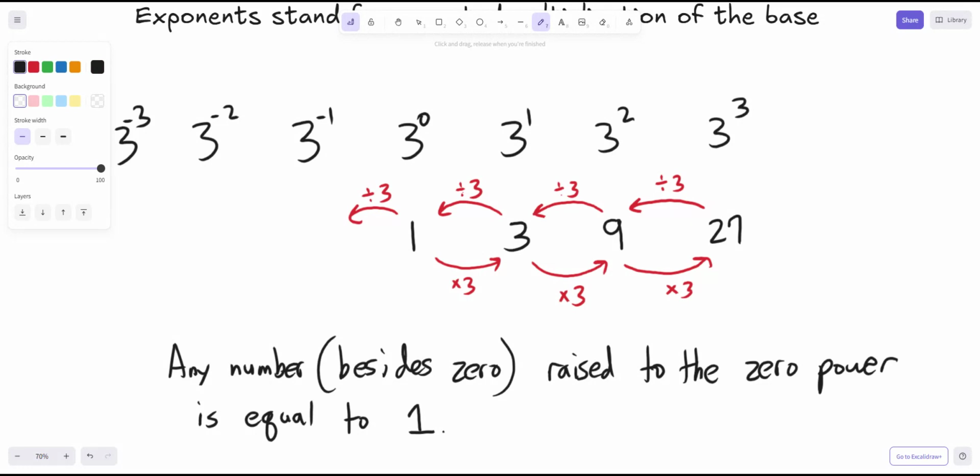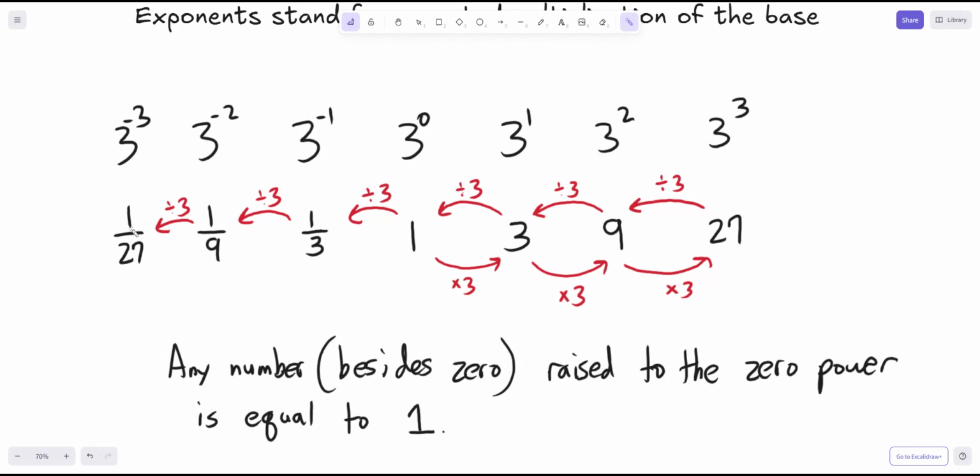Which means this would be 1 divided by 3. I'm going to write that as a fraction, 1 over 3. And then if I divide by 3 again, I would get 1 over 9. And then you divide by 3 again, and you get 1 over 27.